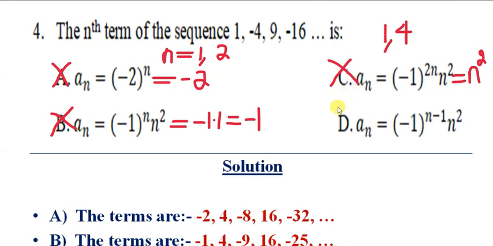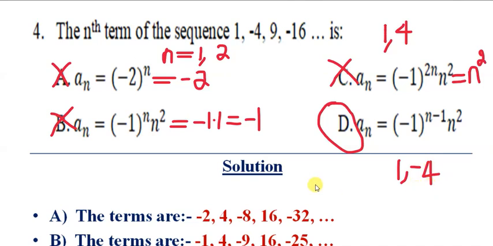The only choice left for us to answer this question is the one indicated in D. If we check this one, when n is equal to 1, 1 minus 1 is 0, -1 to the power of 0 is 1, and 1 squared is also 1. 1 times 1 gives us 1. When n is equal to 2, 2 minus 1 is 1, -1 to the power of 1 is -1, and 2 squared is 4. 4 times -1 is -4, and so on.